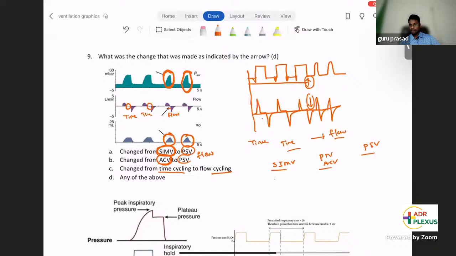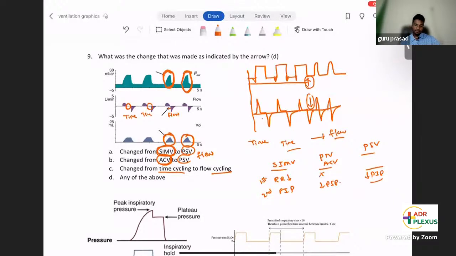In SIMV, first you will reduce the rate. Second, you will decrease the PIP. Whereas in PTV or assist control mode, there is complete inspiratory synchrony, so the respiratory rate is decided by the patient. You cannot do anything with the respiratory rate. What you can do is decrease the PIP. That's all. Similarly, in pressure support ventilation also, you can decrease the PIP. Other than that, you cannot do anything.